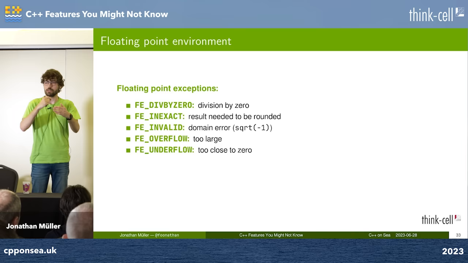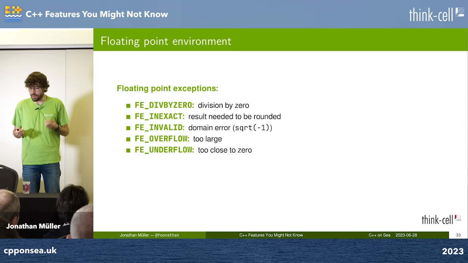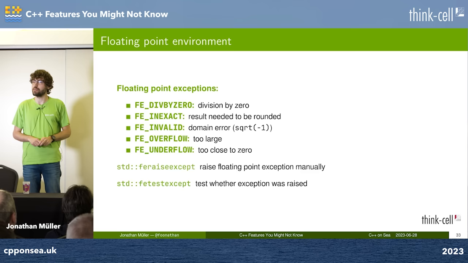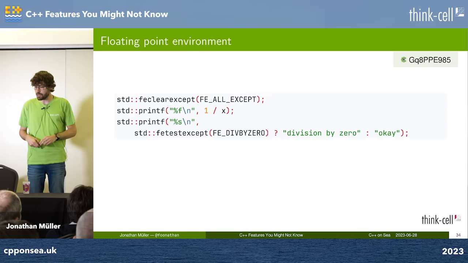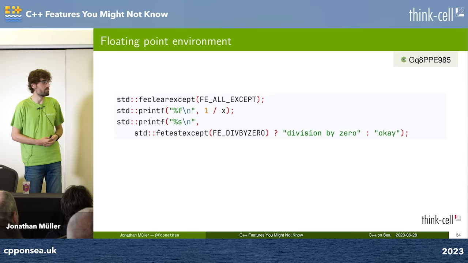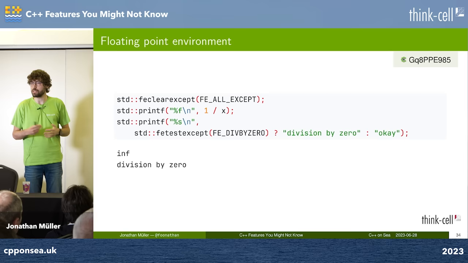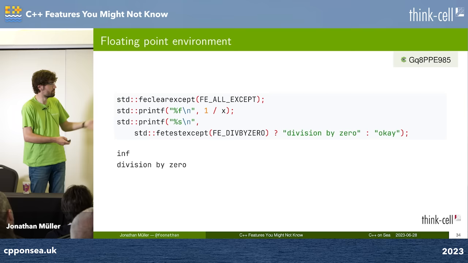And this is just a pedantic thing you can annoy your coworkers with. But those aren't actually exceptions. There is a function to raise them, but they are not exceptions. This is part of the C library. They're global state, and you can call a function to test whether an exception was raised. They just set a flag somewhere, and then you can test whether the flag was set. So you can write code like this. Because it's global state, you first of all have to clear all exceptions, because who knows what might be in there. Then you do an operation, and then you can check whether this was a division by 0 by testing for that particular flag. And if x was in fact 0, this will print infinity, because 1 divided by 0 is infinity, and then division by 0. So this might be useful if you want to figure out exactly what sort of floating point operation happened.